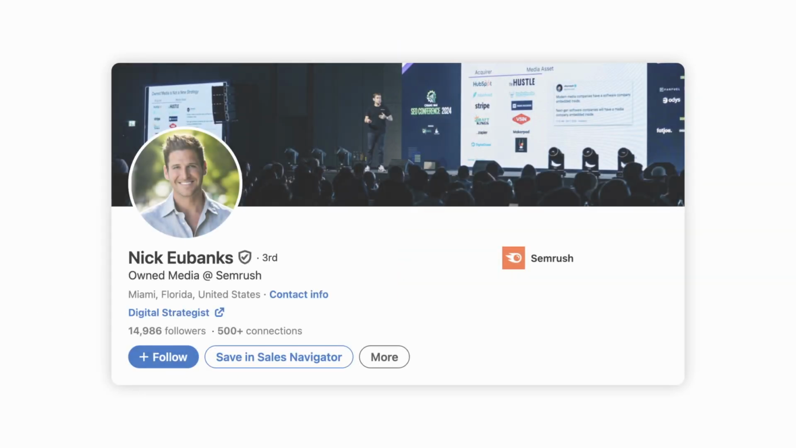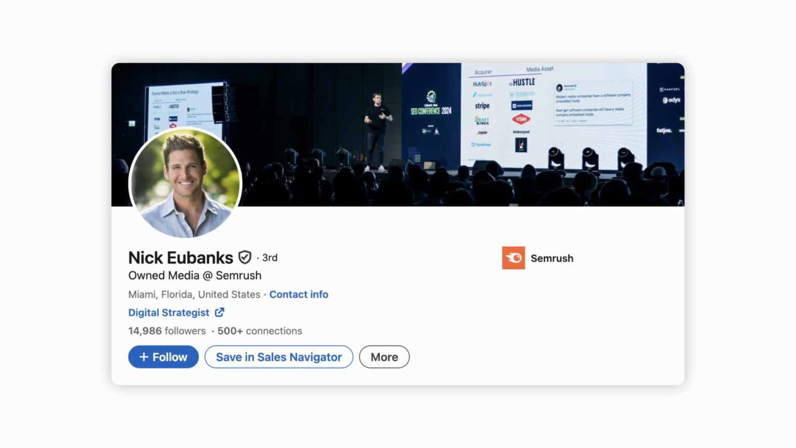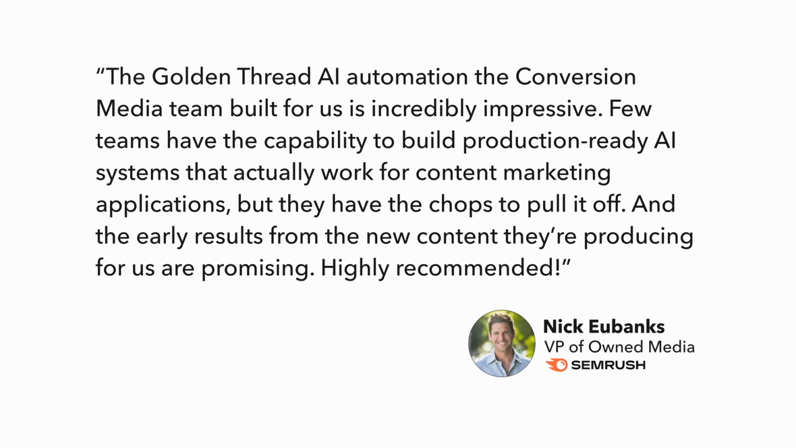Here's what Nick Eubanks, their VP of Owned Media, had to say about working with us. The golden thread AI automation the conversion media team built for us is incredibly impressive. Few teams have the capability to build production-ready AI systems that actually work for content marketing applications, but they have the chops to pull it off. And the early results from the new content they're producing for us are promising.